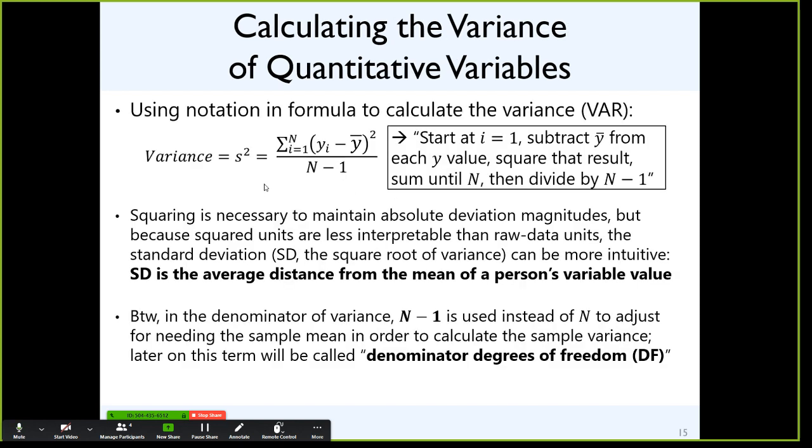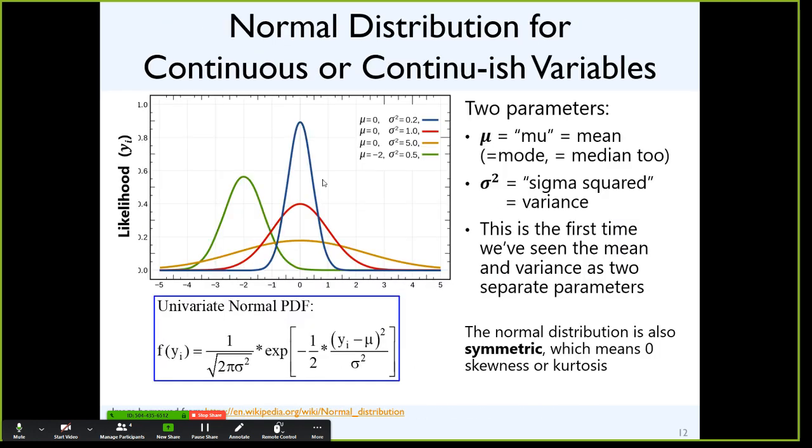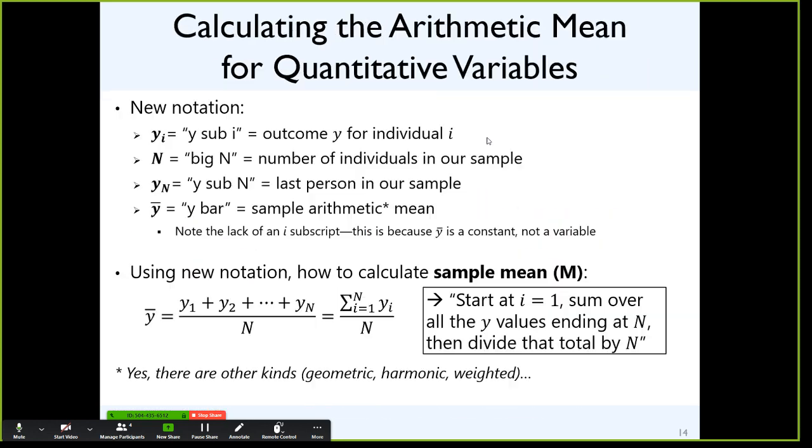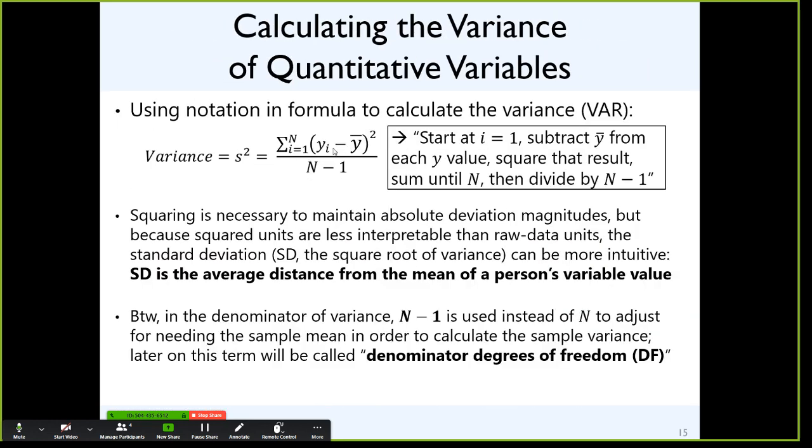Next one, variance. So the idea of width of the distribution, the amount of dispersion. The way that variance is typically abbreviated in a sample is s squared. In a population, it's sigma squared. So this thing back here, that's a lowercase sigma squared. That usually is referring to the population variance, whereas mu is the population mean. In a sample, we substitute mu with y bar, which is the sample mean, and then the sample variance.